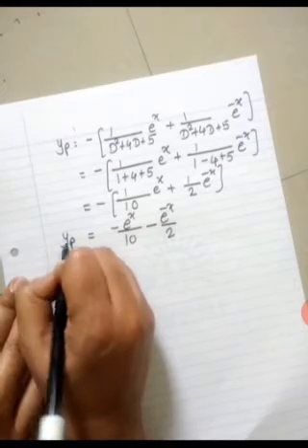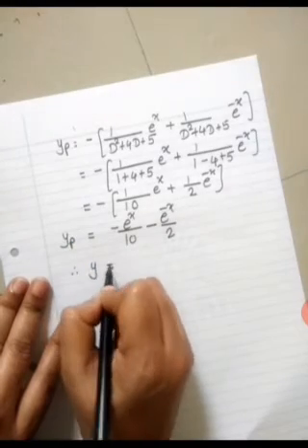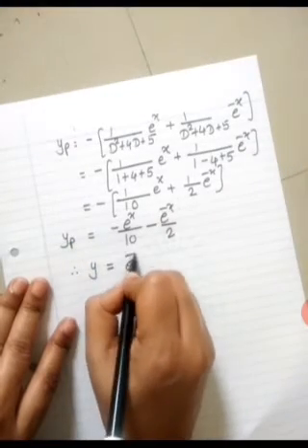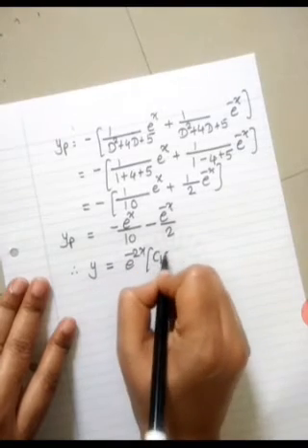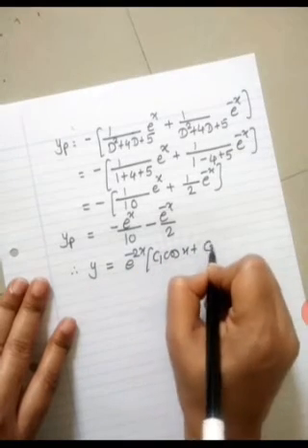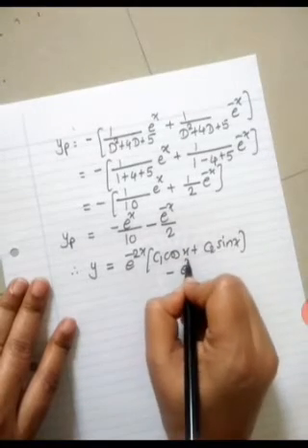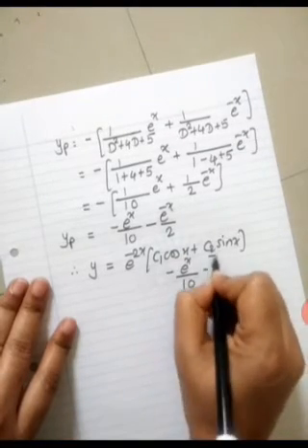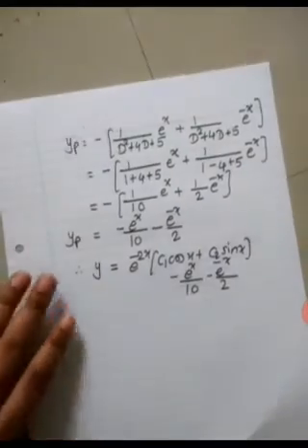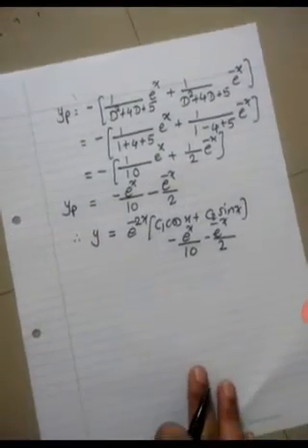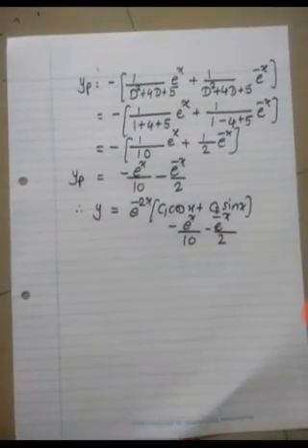This is your yp. Therefore, the general solution is e raised to minus 2x (c1 cos x plus c2 sin x) minus e raised to x by 10 minus e raised to minus x by 2. Done. This can be the answer.